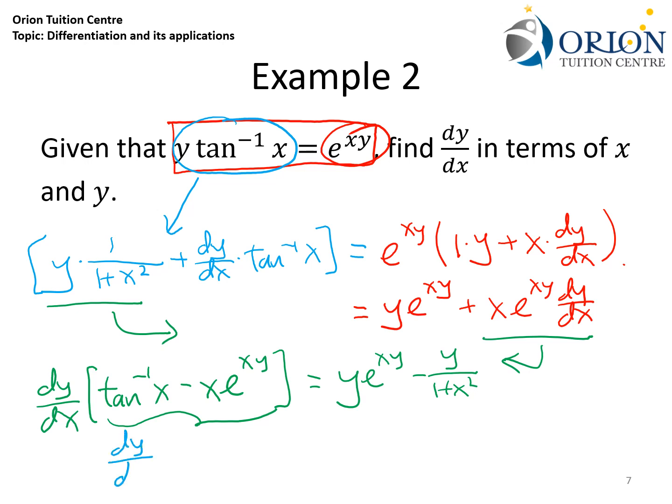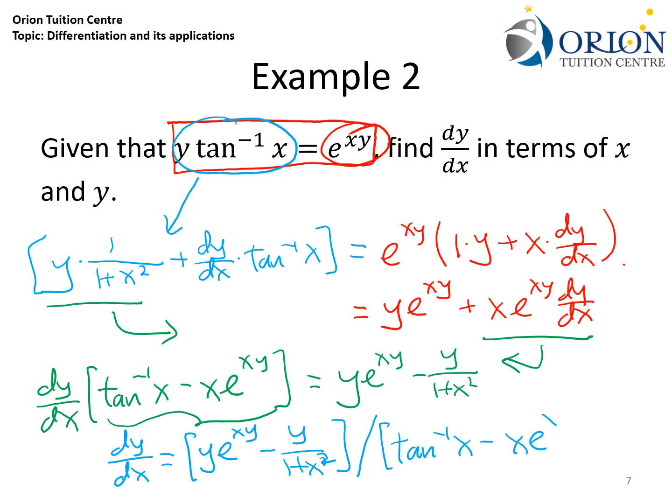dy/dx thus equals y e^(xy) minus y over 1 plus x squared, divided by tan inverse x minus x e^(xy). And this will be the final answer for dy/dx in terms of both x and y.